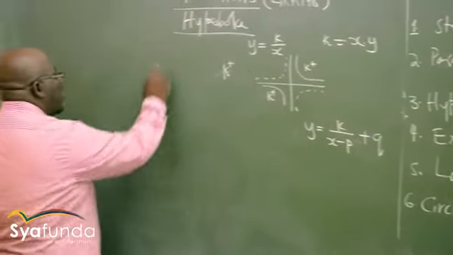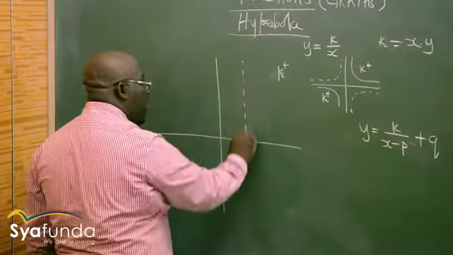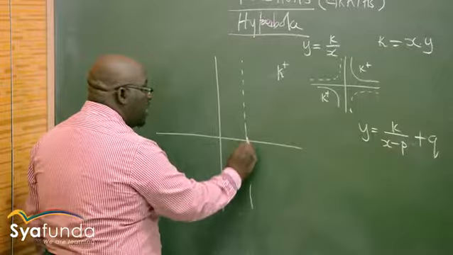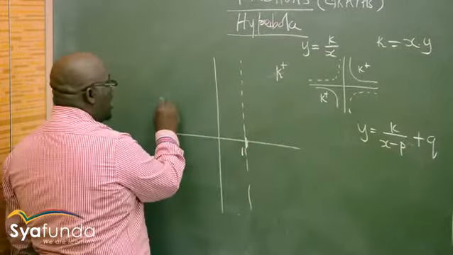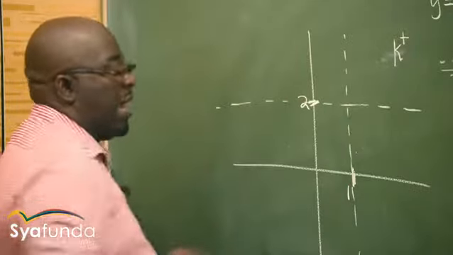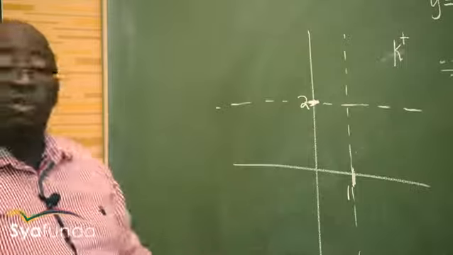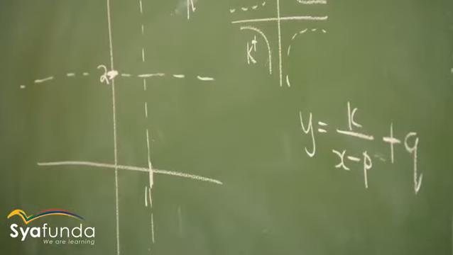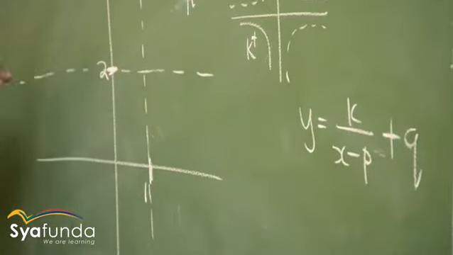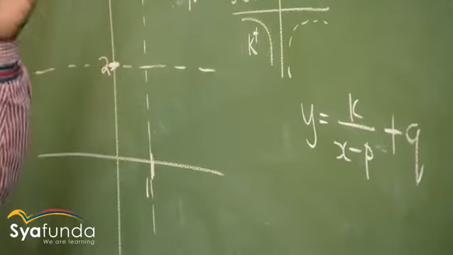Now, let's sketch it quickly. I'm just going to make an example. Let's say this is 1. Let's make this 2. Right. What is it that I've just sketched here? These are called the asymptote. This is called the X-Asymptote. This is called the Y-Asymptote. Remember, the Y-Asymptote cuts the Y-axis. The X-Asymptote cuts the X-axis.